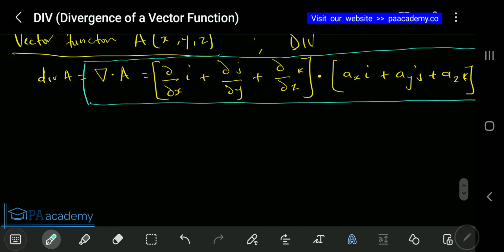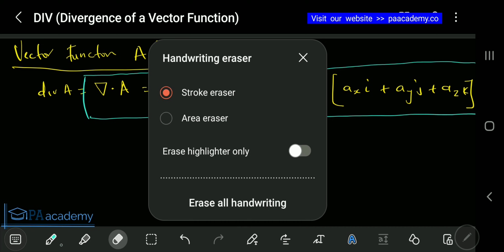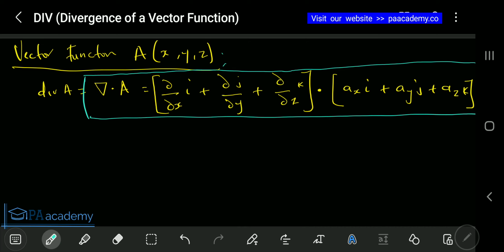One thing I didn't write is the function itself. Let's say the function itself is A. Remember, when we were dealing with grad, we were working more with phi. It could be any alphabet, it could be any symbol. Just understand the concept. So let's say the function A is given as ax of i plus ay of j plus az of k.